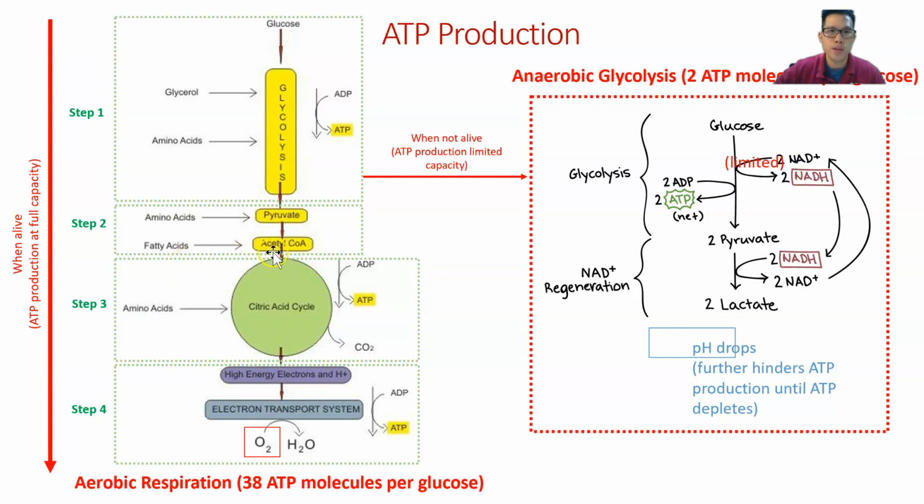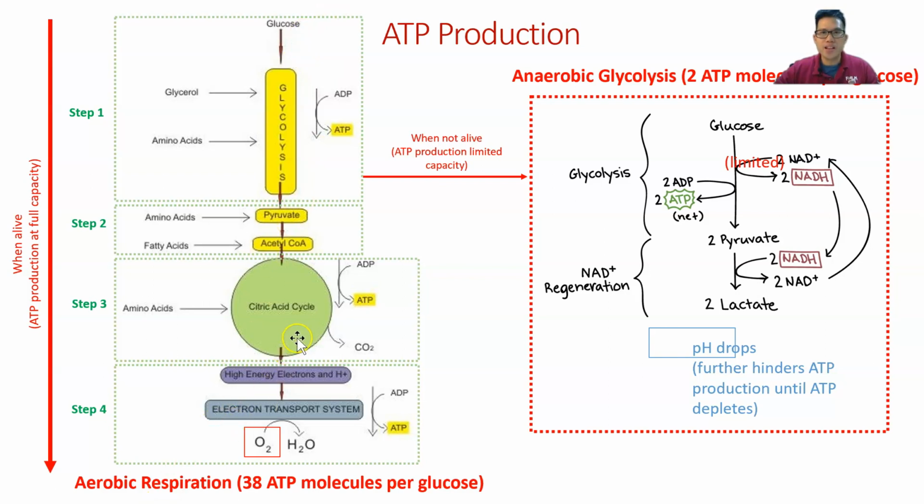In step 3, the acetyl-CoA will go through what we call the citric acid cycle. Here they will produce a lot of NADH. The NADH will then go through step 4, which is the electron transport chain, where in total, for the whole process, they will produce about 38 ATP molecules from every glucose molecule. This is what we call aerobic respiration. So this is step 1 to step 4.